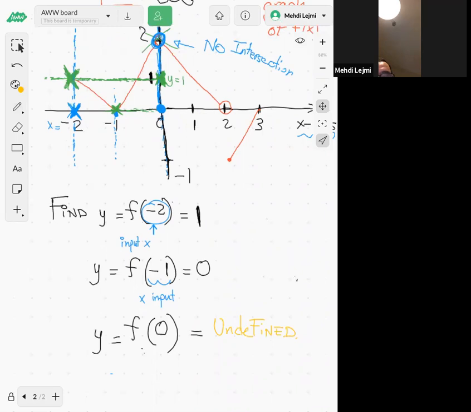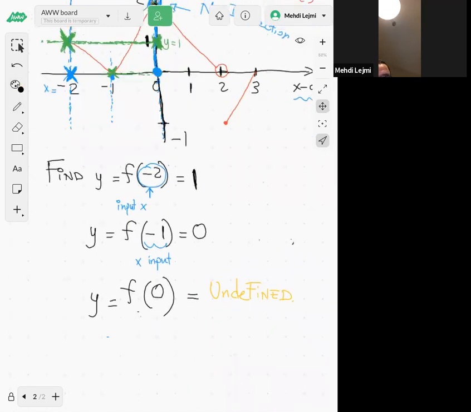What will be f of 2? Okay, so let's say you want to find f of 2. That means my input x is equal to 2, so I'm going to go to x equal to 2. Now I'm supposed to draw a vertical line passing through this input. So my question for you guys: where does this blue line intersect the red graph?